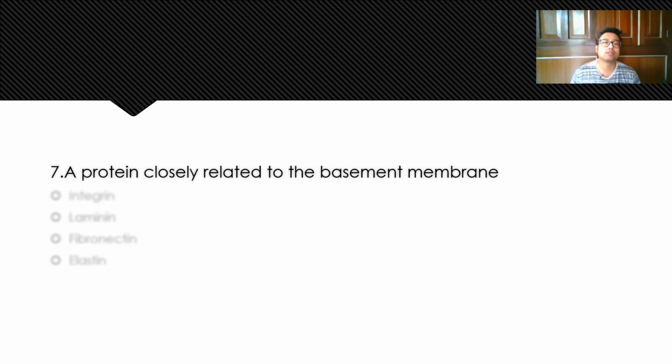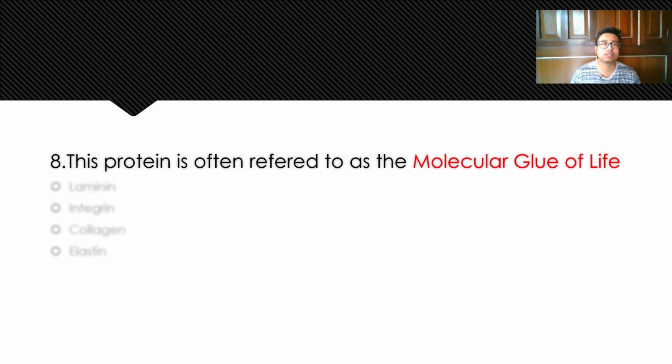It was followed by the question: which protein is closely related to basement membrane? The answer was laminin. And the last question was which is known as the molecular glue of life, and the answer is integrin. Alright, so today right away we will be jumping to the diseases of extracellular matrix, the diseases which are caused by defects in these proteins.